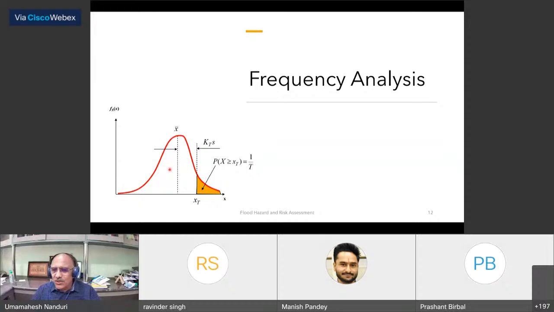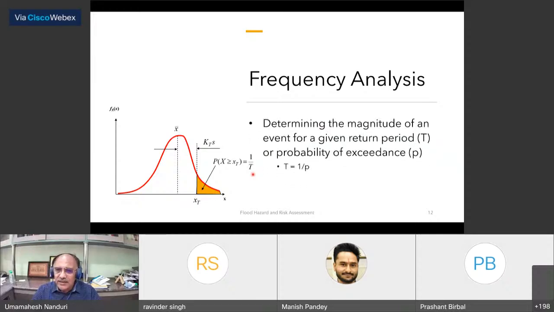So there are different methods. In fact, we use what is known as Chow's equation: xt is equal to x bar plus kt into s, where kt is called the frequency factor. And there are frequency factor tables. So depending on the distribution that you're using, for a given return period, you can find the kt value. And from the historical data that you have, you can find the mean and the standard deviation, and then find out the value of xt for a given return period.